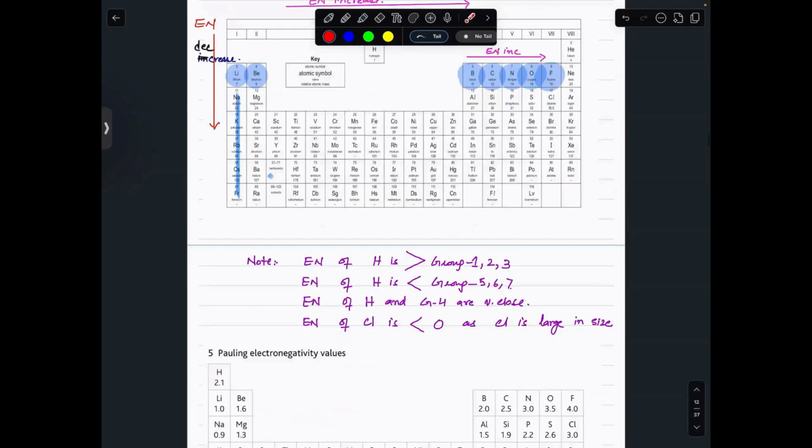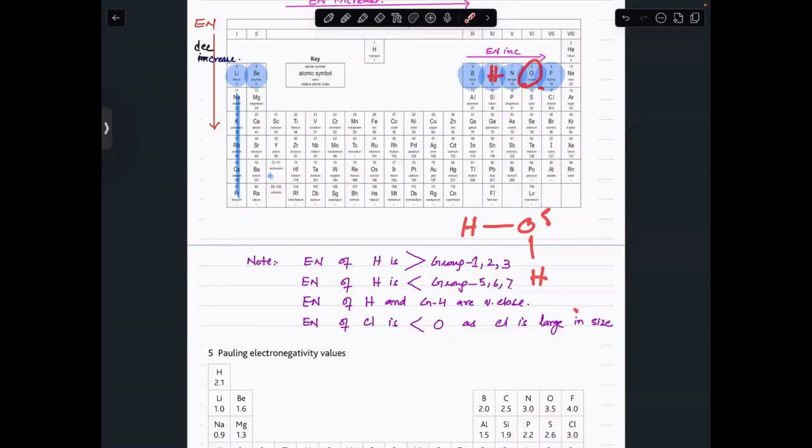You must know that down the group electronegativity decreases, and across a period it increases. Suppose you have H-O-H. Which one is more electronegative? Oxygen. If it is more electronegative, it is partially negative, and this is what? Partially positive. Why? Because the electron cloud is in between symmetrically? No, it is more toward oxygen.